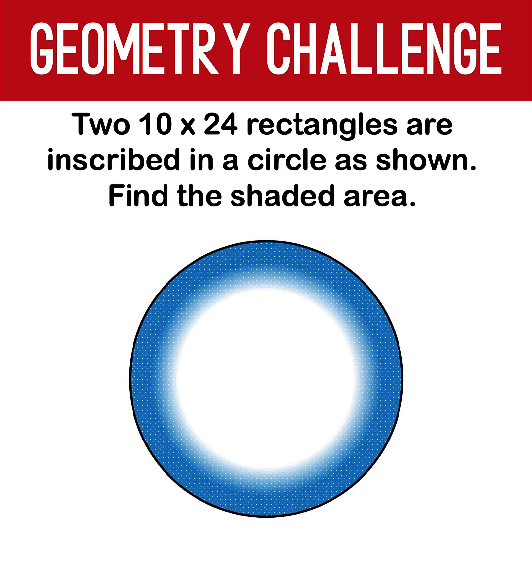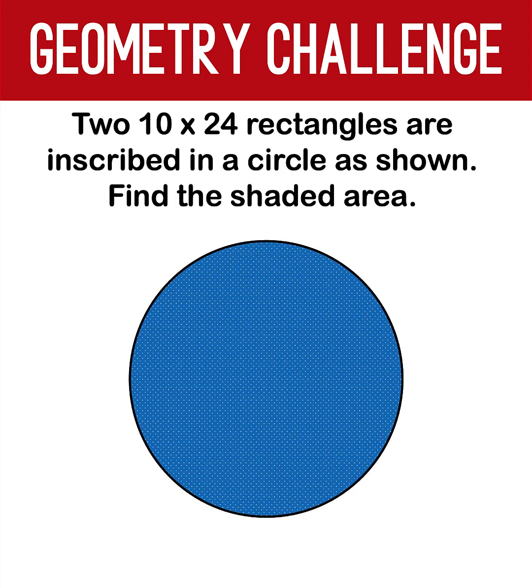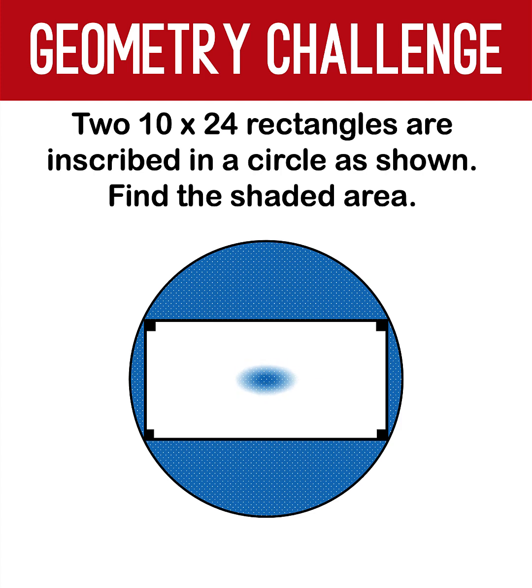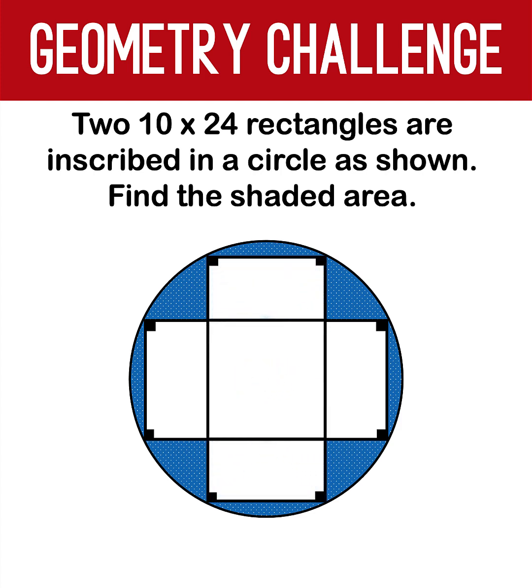Let's begin by constructing this blue circle, and we inscribe two rectangles. Let's name these two rectangles as A, B, C, D and E, F, G, H. Our goal is to find the area of these blue shaded regions.